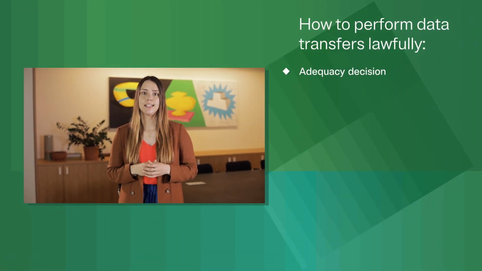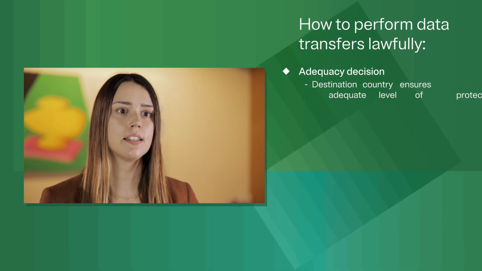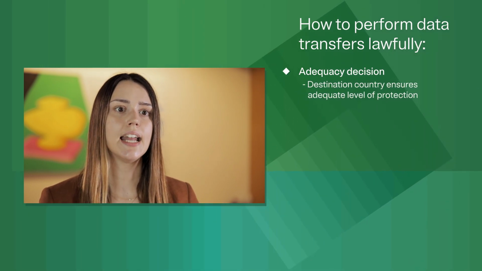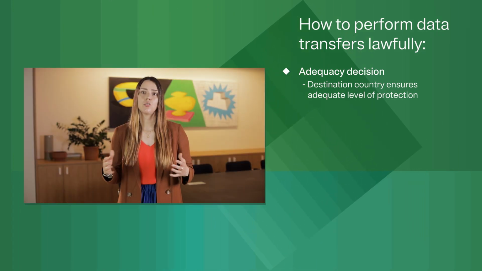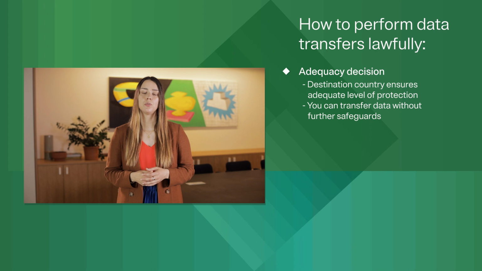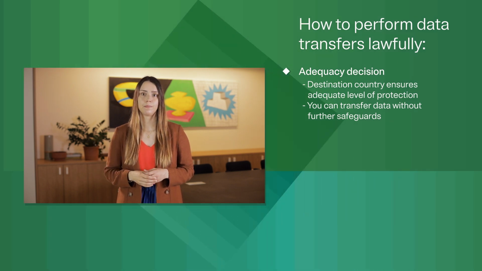Let's take a closer look at some of the safeguards under Chapter 5 of the GDPR that your business can adopt to lawfully transfer personal data outside of the European Union. Adequacy decision. The European Commission has determined that the destination country ensures an adequate level of protection for personal data. In such cases, you can transfer data to those countries without any further safeguards needed.